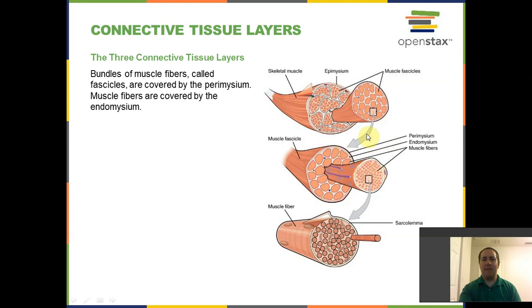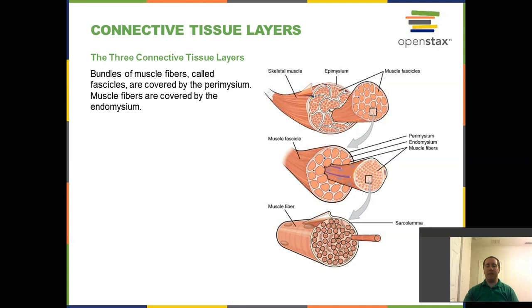The perimysium is wrapped around one fascicle. Within that one fascicle, we have multiple muscle fibers. That muscle fiber is wrapped in endomysium. Endo refers to in. So epimysium is on the outside, endomysium is on the inside, and the perimysium is in between. You're going to want to know what each of these different connective tissue layers wraps around.